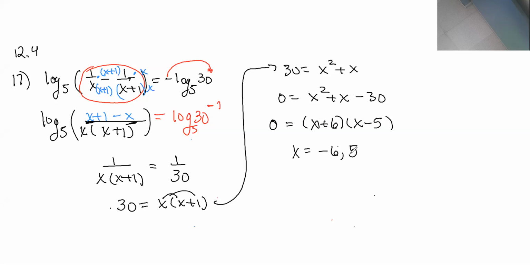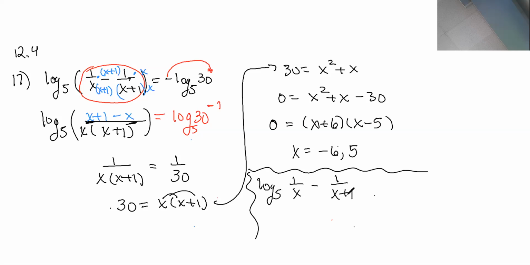Now, I'm not going to do all the check work here because I did do it in the video, but you do have to check these answers because there's such thing as extraneous solutions where they don't work. Remember, you can't take log of a negative. So you're going to want to check like this piece. I know it got really messy really fast. I'm going to rewrite the problem here. Log base 5 of 1 over X minus 1 over X plus 1 equals log base 5 of 30.